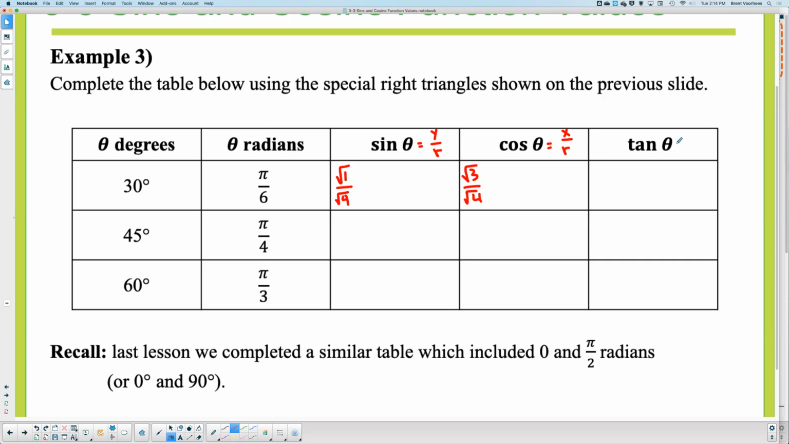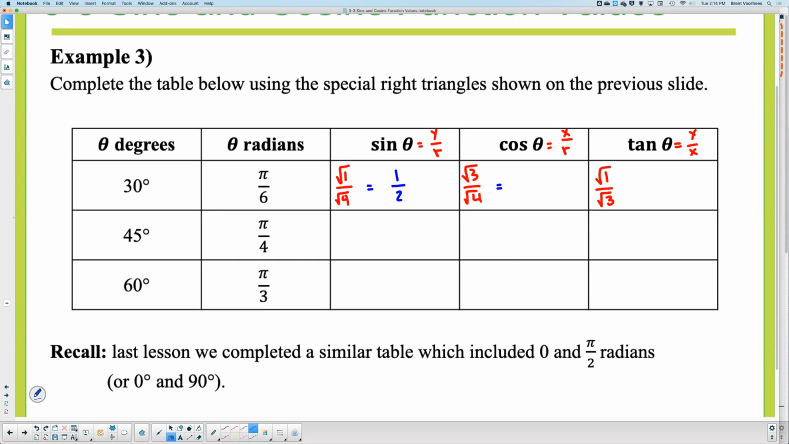Okay, sine is Y, cosine's X. What is tangent? Okay, how many Y fingers do you have right now? And how many X's? Okay, now we'll reduce these. Square root of 1. What is the square root of 1? 1. What's the square root of 4? 2. So it's 1/2.